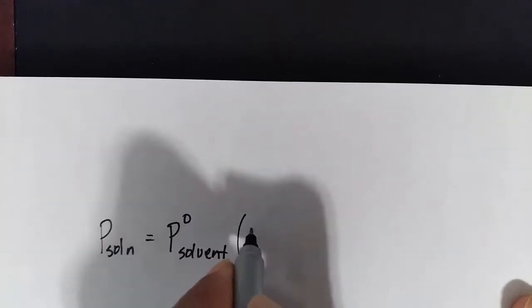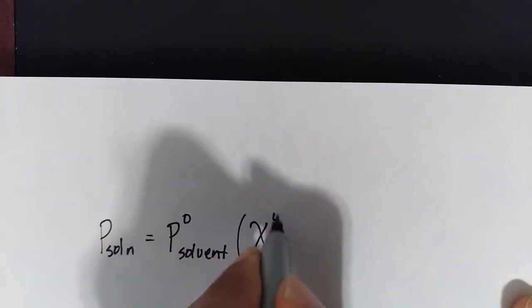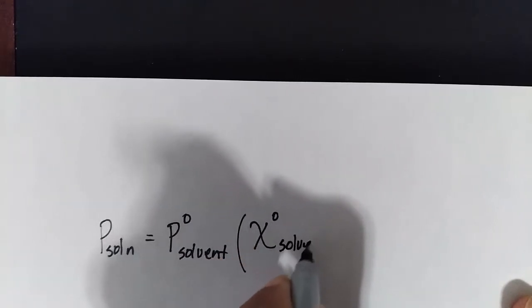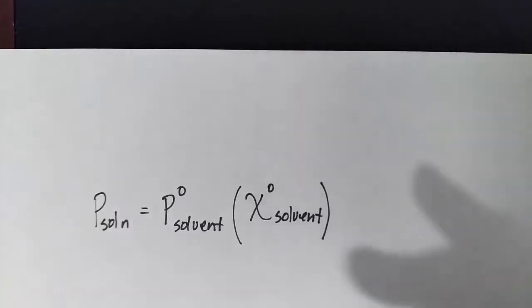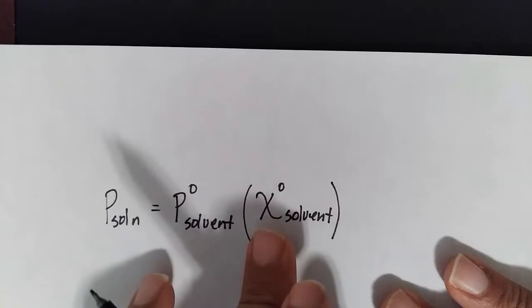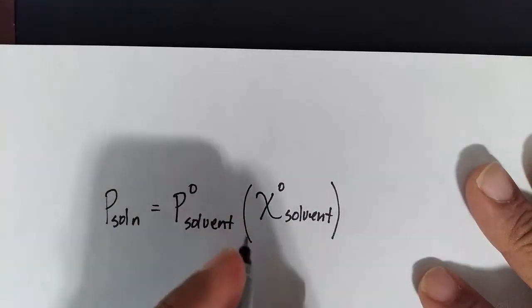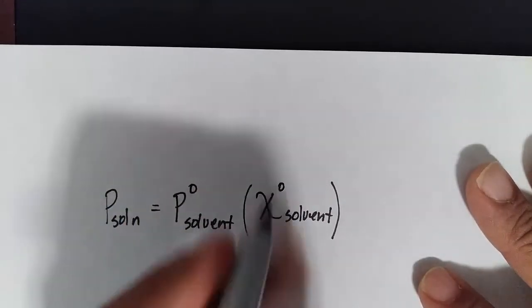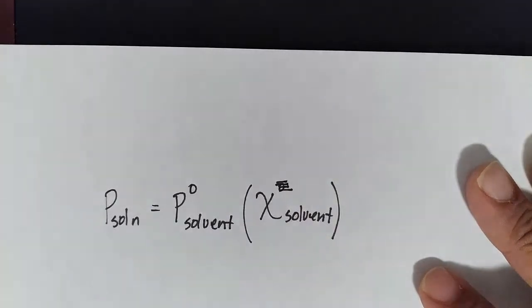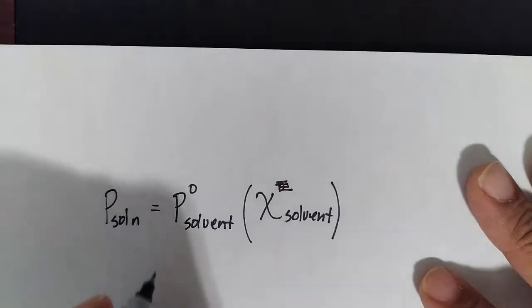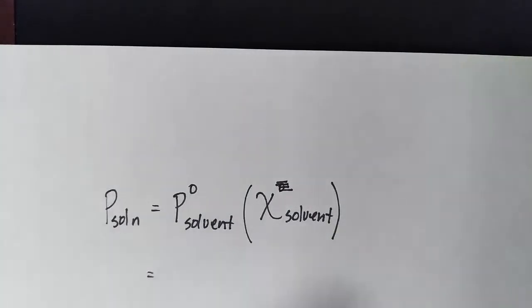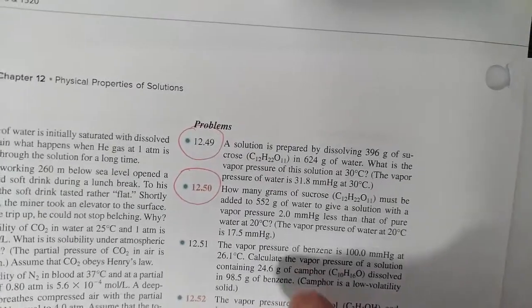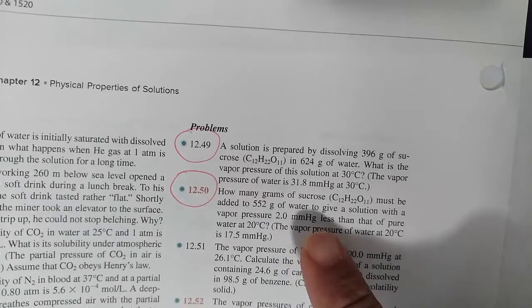Times, this is called the mole fraction of the solvent: the moles of the solvent divided by the total moles of the solution. So that little cursive x stands for mole fraction. We really don't need the not symbol actually. So, mole fraction of the solvent. We already got P naught of solvent. What we need is the mole fraction.